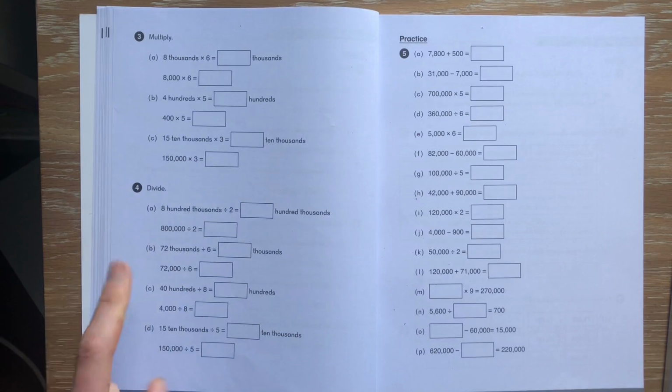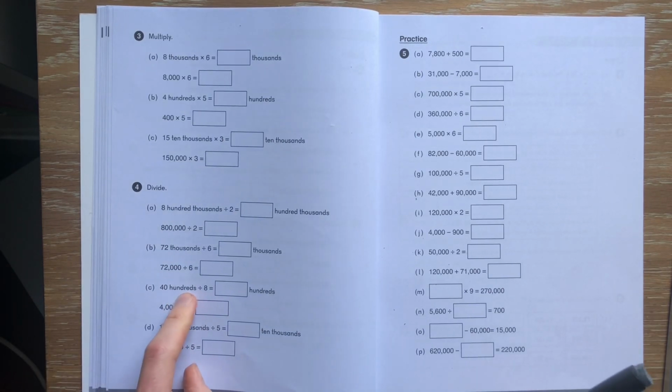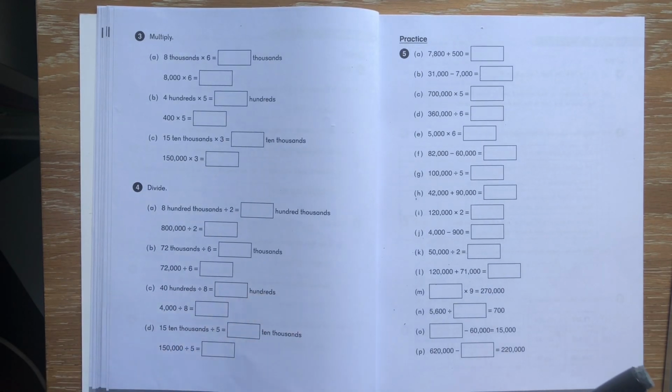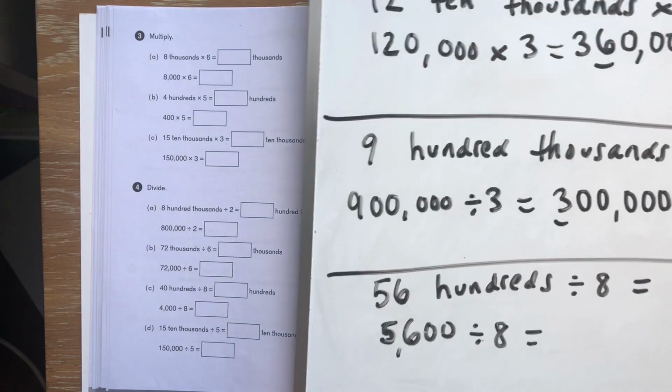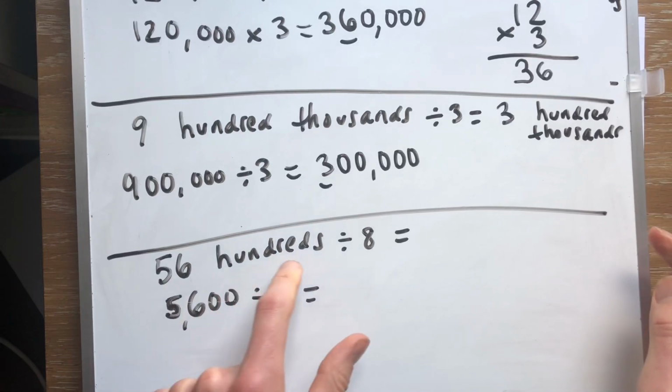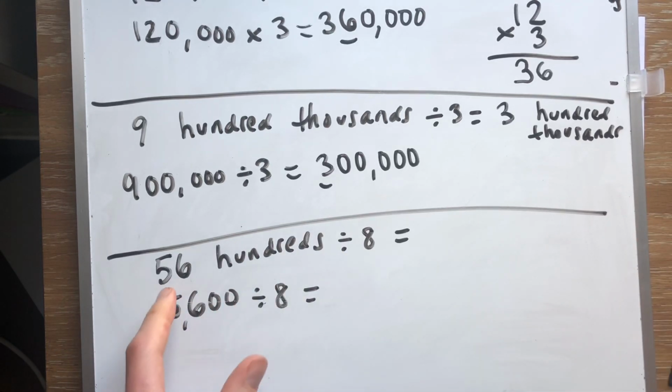Okay, one more. We said we're going to do C. 40 hundreds divided by 8 equals how many hundreds? See my problem, it looks a lot like it. 56 hundreds divided by 8. Well, what's 56 divided by 8?